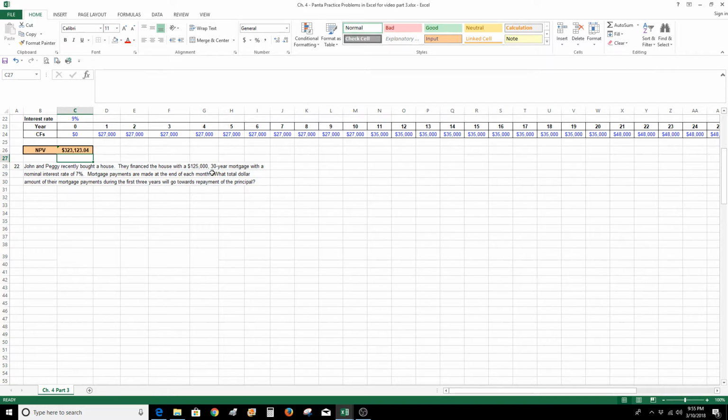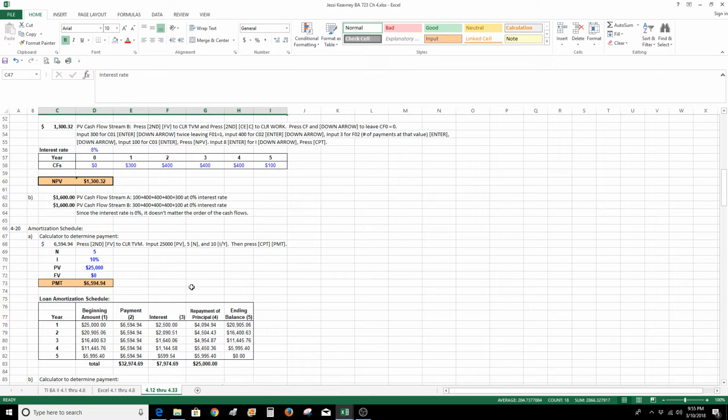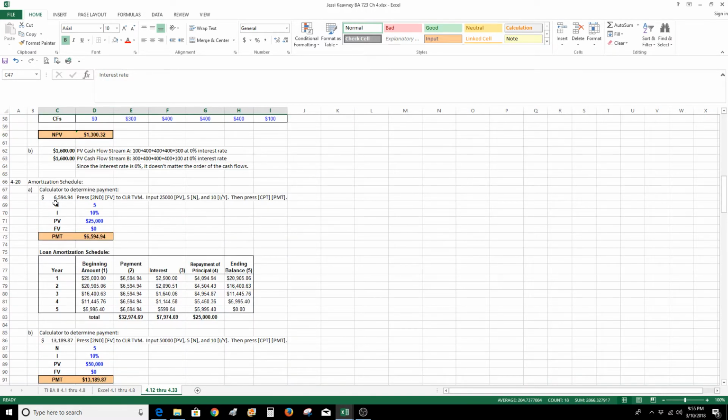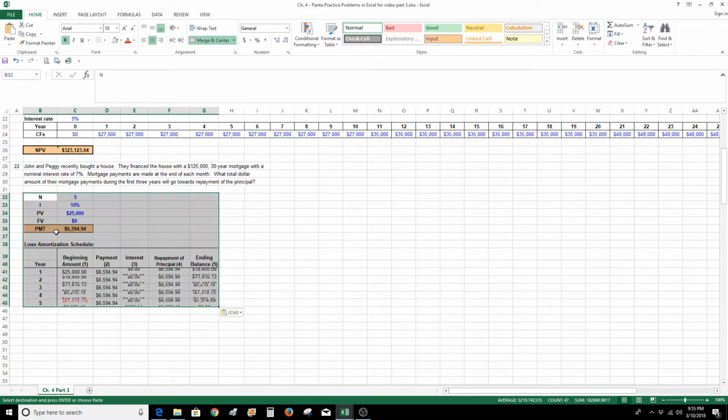Okay, we've got some information here, but in order to do an amortization schedule, we need to know what the payment is. So we're going to go find something that has a payment. Like in this case, it has a payment and an amortization schedule. So we're going to copy that and paste that here.